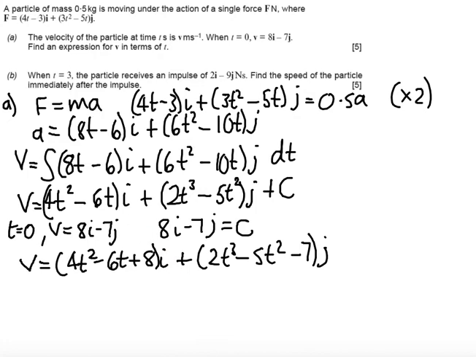How are marks awarded in this question? Well, first of all, you get a method mark if you have used Newton's second law to set up this equation. You then get an accuracy mark if you got the equation a equals in this form. We then get a method mark for demonstrating that we are going to integrate to get the velocity. There is an accuracy or an answer mark for getting the correct result of integration. And then finally, there is an accuracy mark for identifying the constant of integration using t equals 0 and v equals 8i minus 7j.